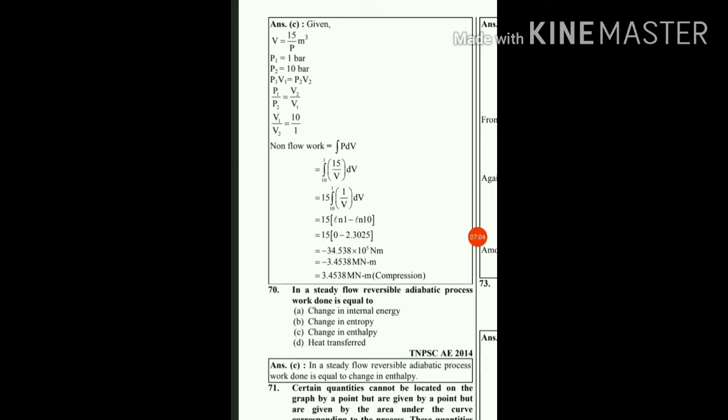So put that in the equation, and we will get the final answer, that is minus 34.538 into 10 raised to 5 Newton meter. Converting it into meganewton meter, this comes out to be 3.4538 meganewton meter. The negative sign indicates that the process is a compression process, meaning volume reduces and pressure increases. So option C will be the right answer, that is 3.453 meganewton meter, and compression is carried out.